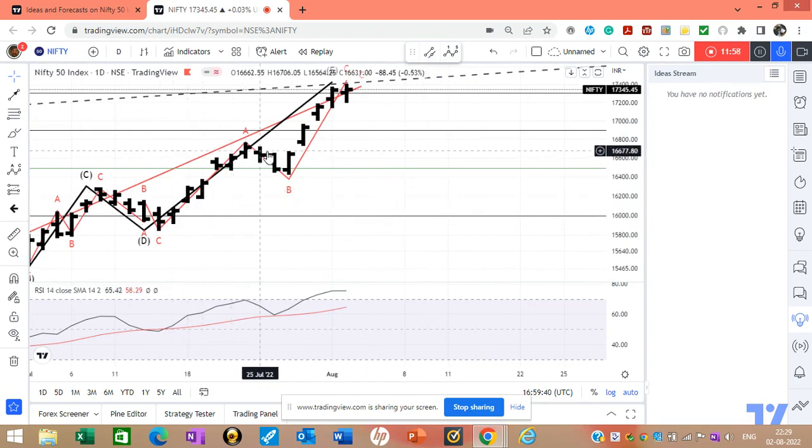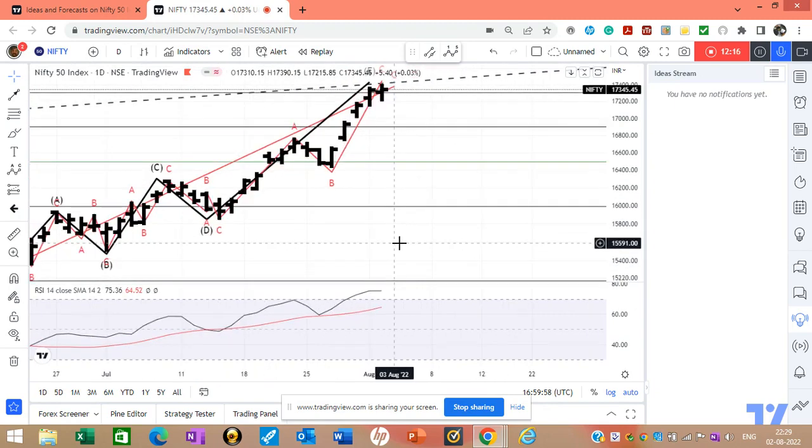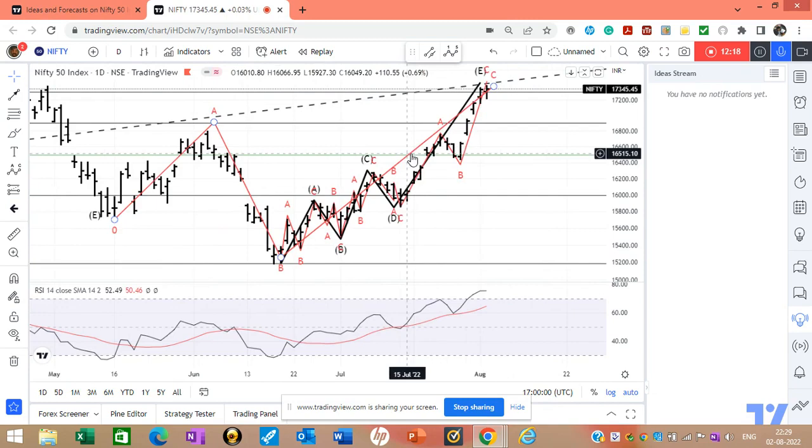And each wave should have five waves. Earlier I had marked this wave as a complete C wave. Now one, two, three, four, and five. This gap up is the third wave somewhere. Either this is one, two. I mean, the count is not clear. Anyway, I'm taking this as A, B, and C.